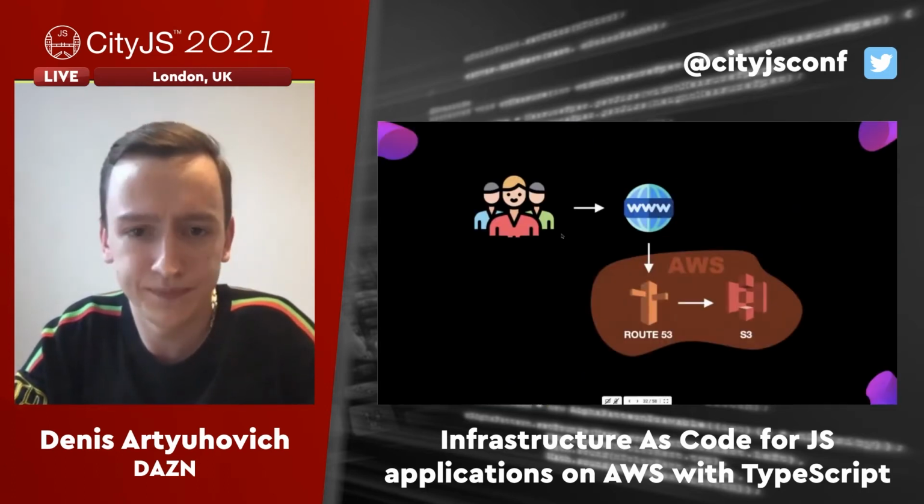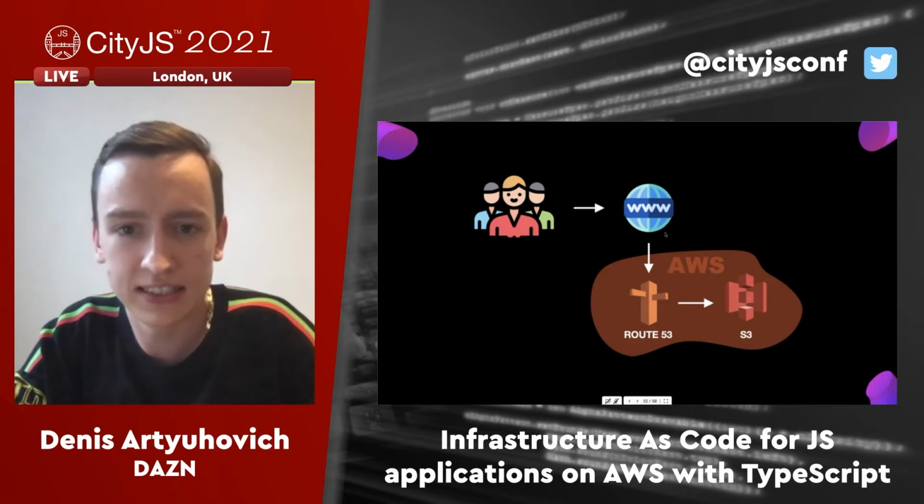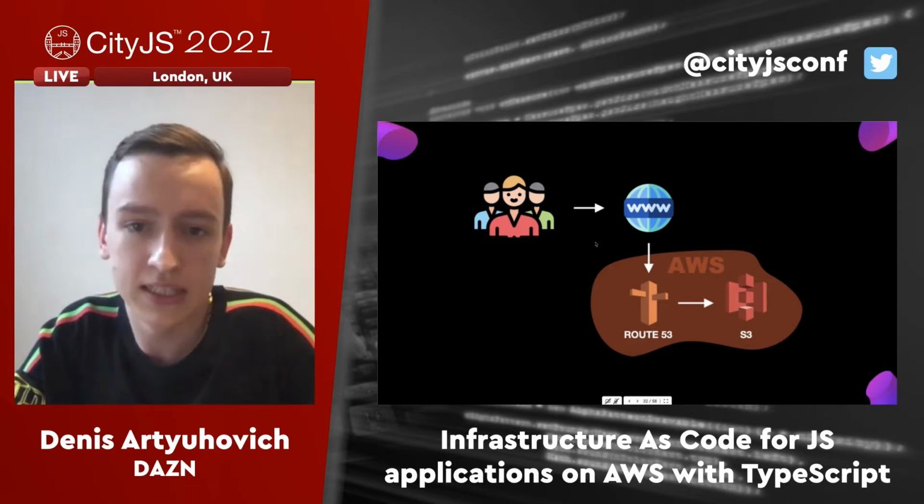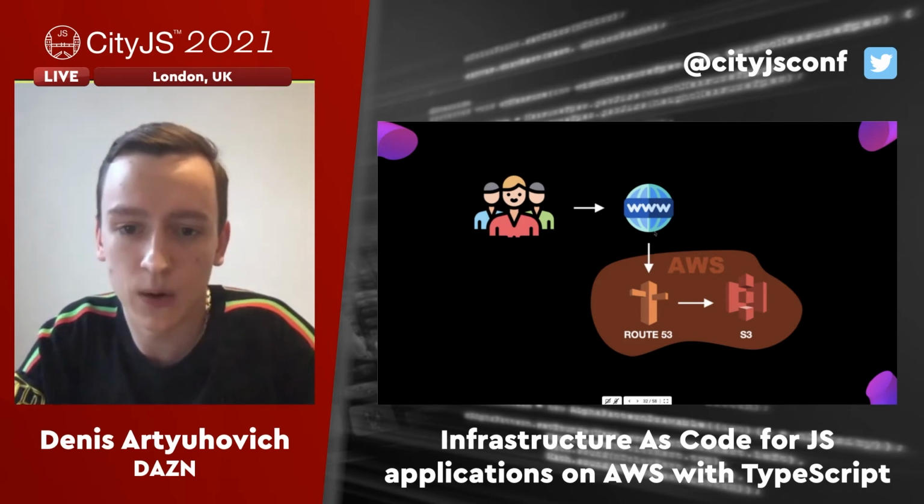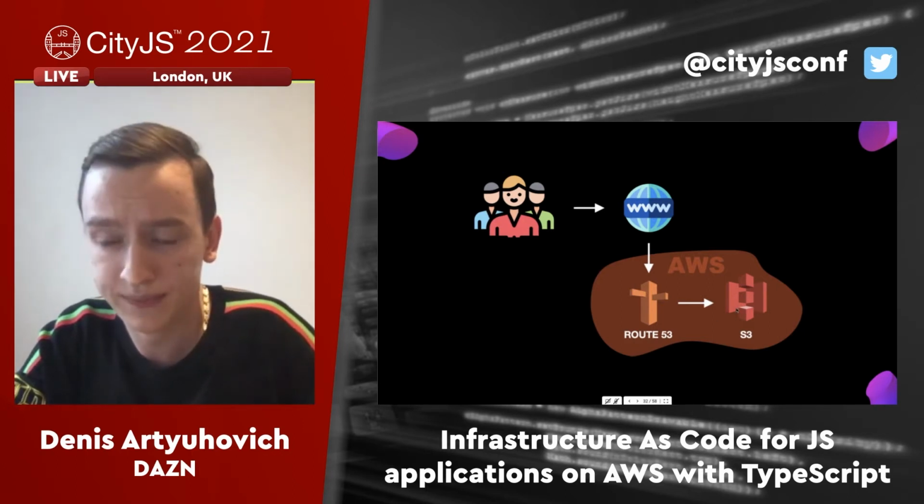Okay, before the configuration itself, this is a diagram of how it's going to work. So basically, the user will request our website. We will point it to Route 53, and Route 53 will alias the user to the S3 bucket for the content.